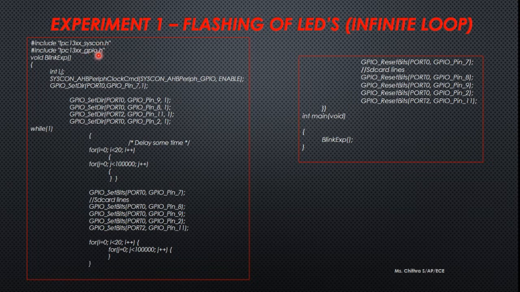GPIO stands for General Purpose Input Output. So if you see any processor or controller, they have certain input pins, they have certain output pins. So to enable the input pins and output pins, we use the header gpio.h. So syscon is system configuration, GPIO is general purpose input output.